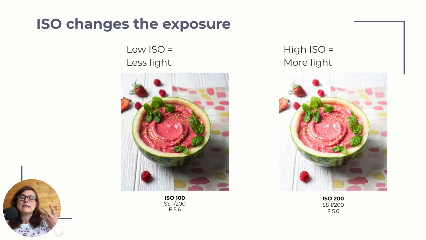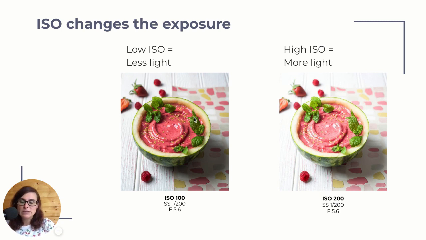Now, setting the ISO this way obviously will change your exposure. As I said, this is one of the three pillars of exposure, of the exposure triangle. So if you don't change any of the other settings, then having a higher ISO will let in more light than having a lower ISO. Lower ISO equals less light. Higher ISO equals more light.